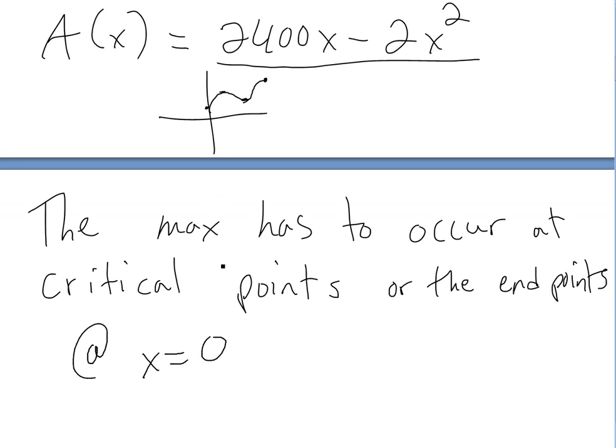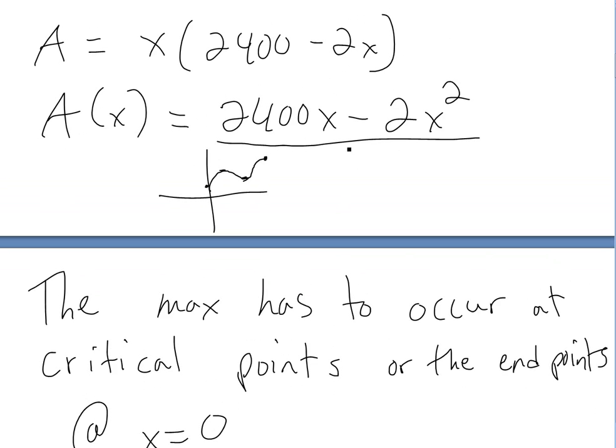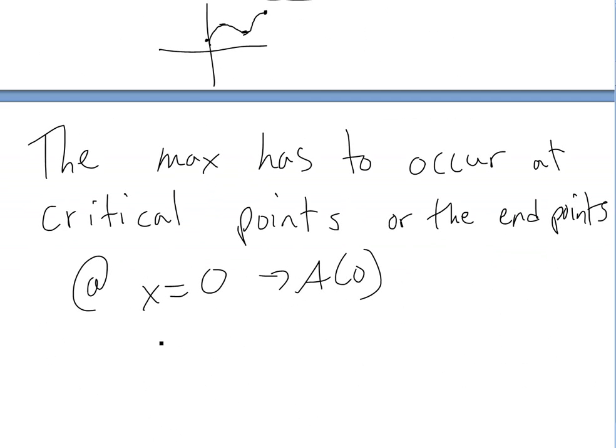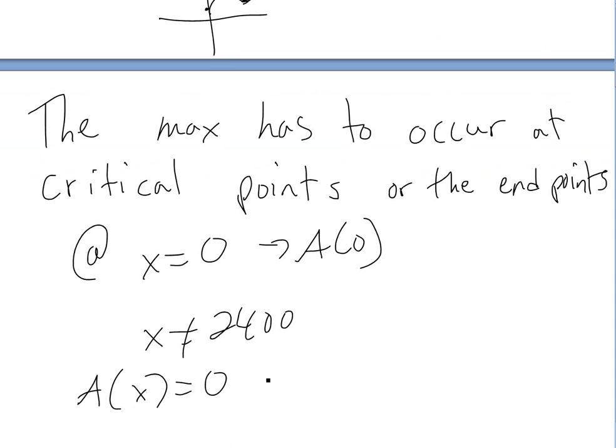When X is equal to 0, we have no fencing on the sides, so we get area 0. That can't be the max. X also can't be 2,400, because Y would be negative. So we have to find out when A of X is equal to 0. A of X is X times (2,400 minus 2X).